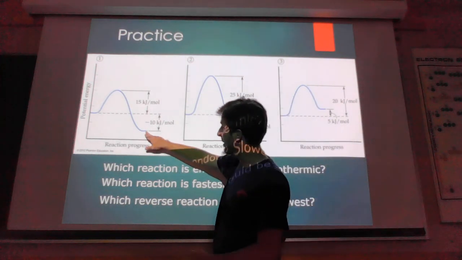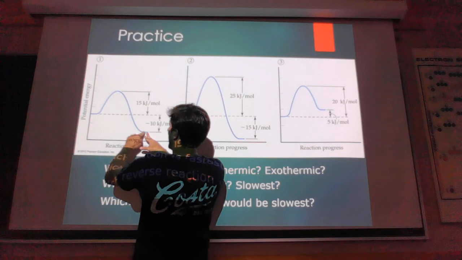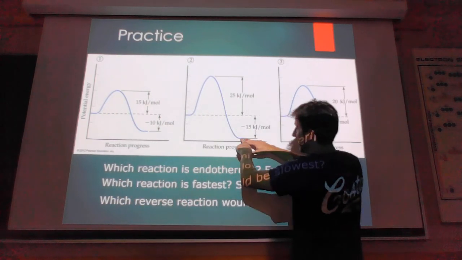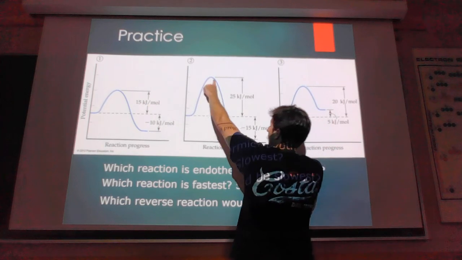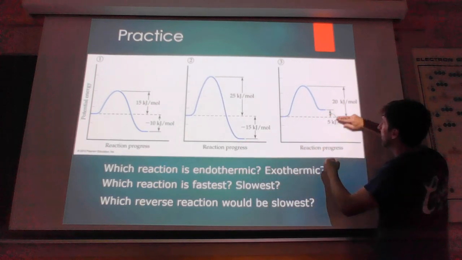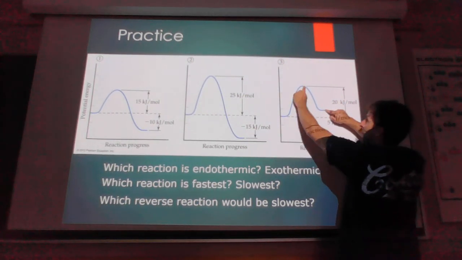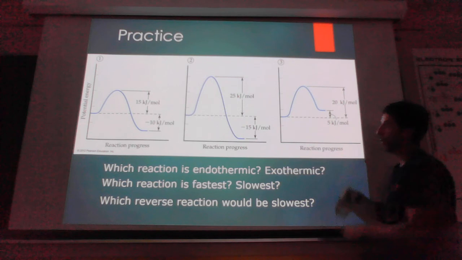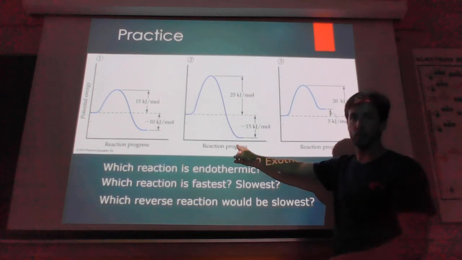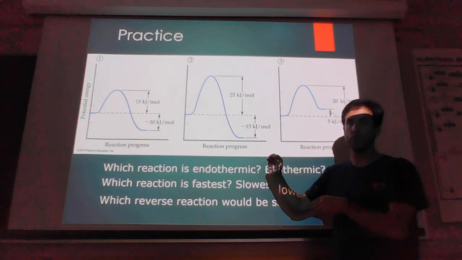So from here to the top of the hill, that's going to be 10 plus 15. The activation energy going that way is going to be 25. This one, 15 plus 25, the activation energy here is 40. And then this one, I'm up 5, I'm up 20, that's going to be 15 on that one. So the one going backwards that has the highest activation energy would be the middle one. So the reverse reaction of the middle reaction would be the slowest.